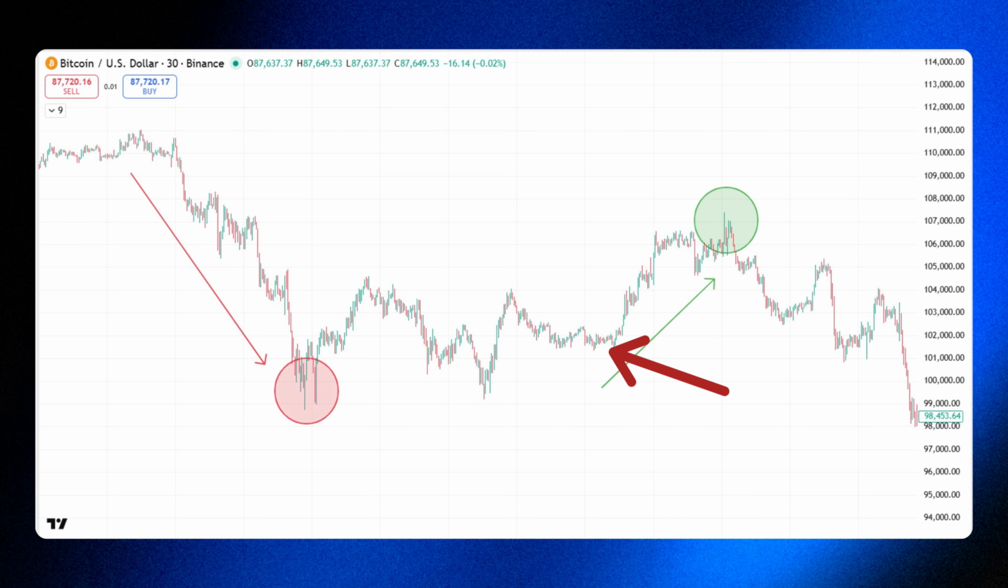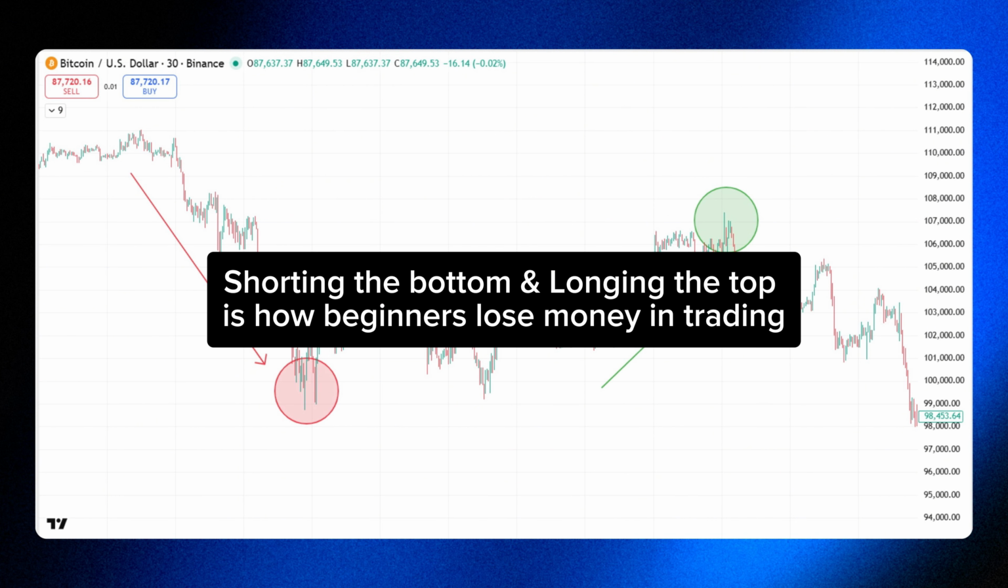This usually happens not only in futures, but generally that's how the markets take the money from the inexperienced to the experienced ones. Most beginners keep shorting the bottom and longing the top, and we don't want to do that. I'll show you how you spot trends early so you can get better entries.